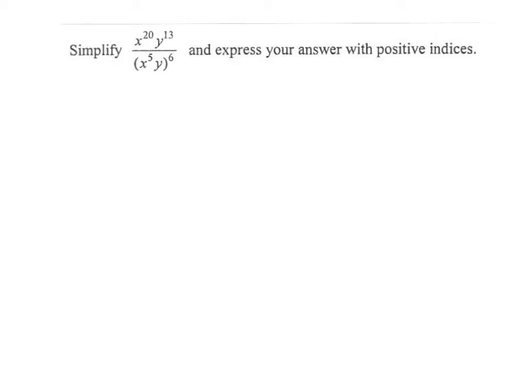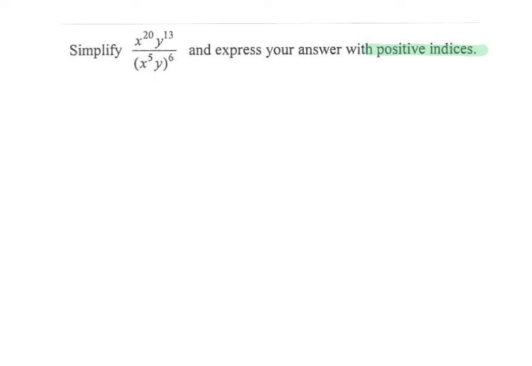This is the first core topic, laws of indices. Extra hard level. Simplify x to the power 20 times y to the power 13 over bracket x to the power 5 times y to the power 6, and express your answer with positive indices.